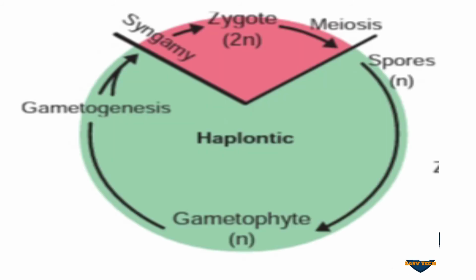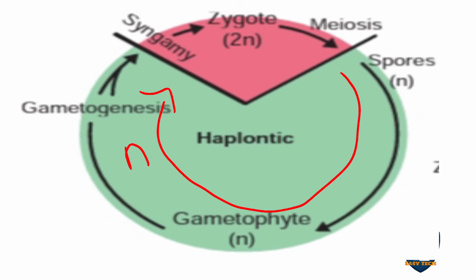You can see here this phase, starting from the spores to the gametogenesis phase, is the single n haploid phase. So the haplontic phase is dominant. It is able to prepare its own food. So the gametophytic phase is dominant and the sporophytic phase 2n is very short-lived. That type is called the haplontic life cycle.